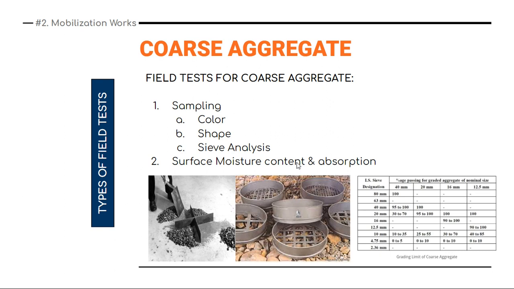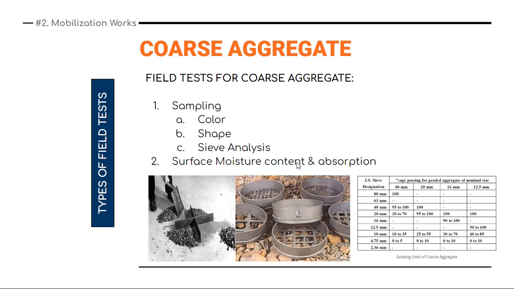The next is the field test for coarse aggregates. There are basically two types. One is sampling, which includes your color, shape and sieve analysis. Color is quite important. If it is white in color, then it's not good. If it is black or gray in color, then it is good quality. So color is a differentiating factor, and it is the first-hand look at the coarse aggregate that will help you decide.